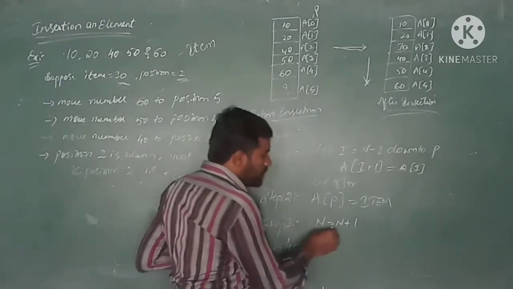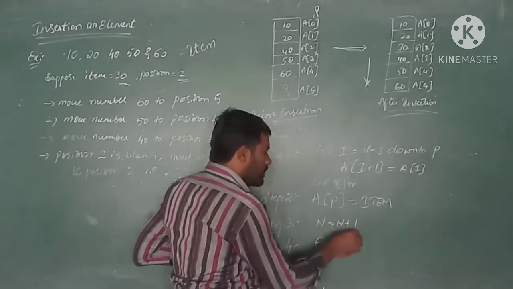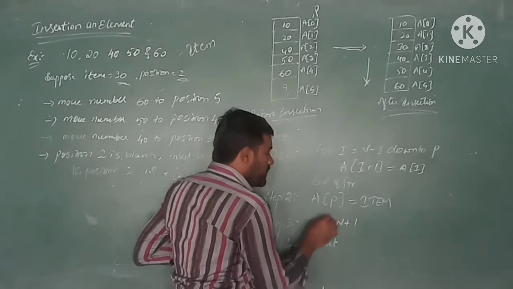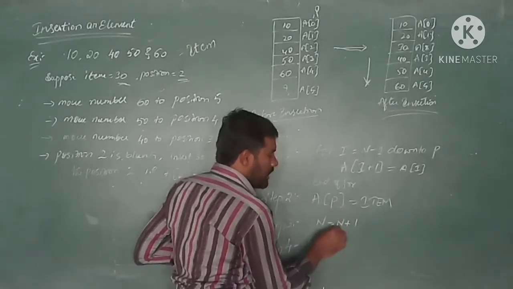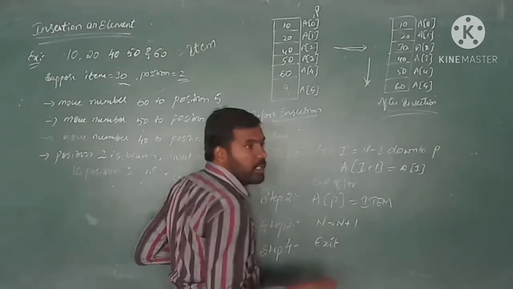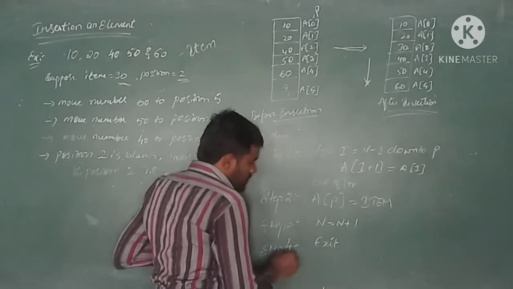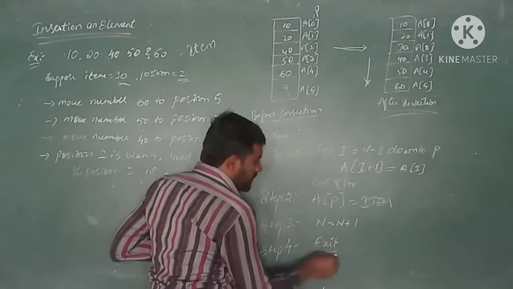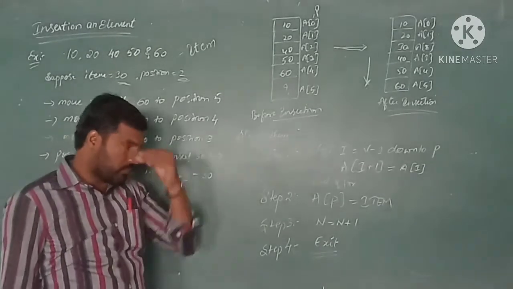Step 3, n is equal to n plus 1. What exactly is n? n is the subscript value. n is equal to n plus 1. If it was 1 here, then what happens is 1 plus 1. It is going to increment the n value. So step 4, we are going to exit the loop. We are going to end this insertion process over here.